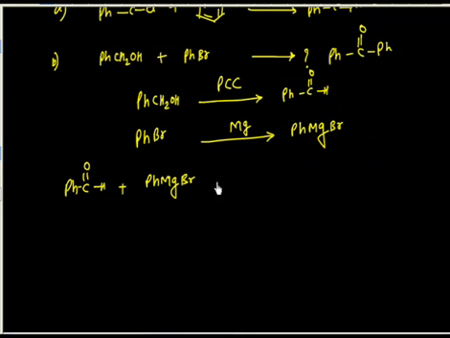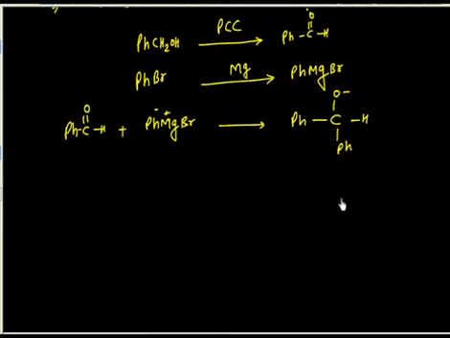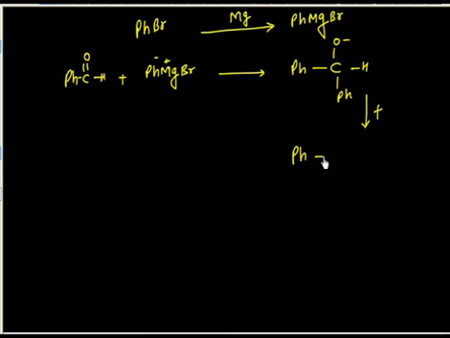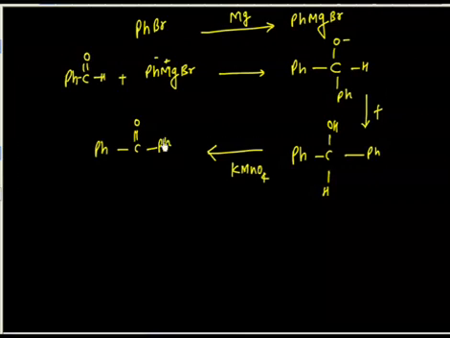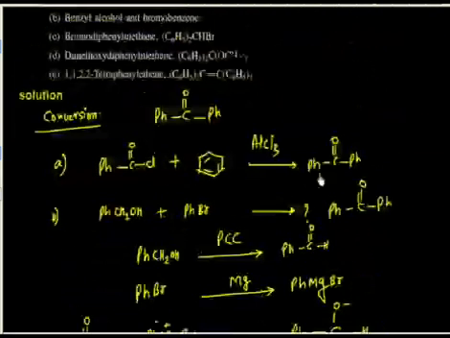So if you treat with PhMgBr, this minus will attack and open up. So you will have PhCHO minus and then hydrogen, and there you will have Ph. Now if you do hydrolysis of this compound, so add H plus, finally we'll have PhCHOH Ph. If you do oxidation of this, you can use KMnO4 here. So if you do oxidation, it will give a ketone, that is PhCOPh. So this is the final product you have to prepare, PhCOPh.